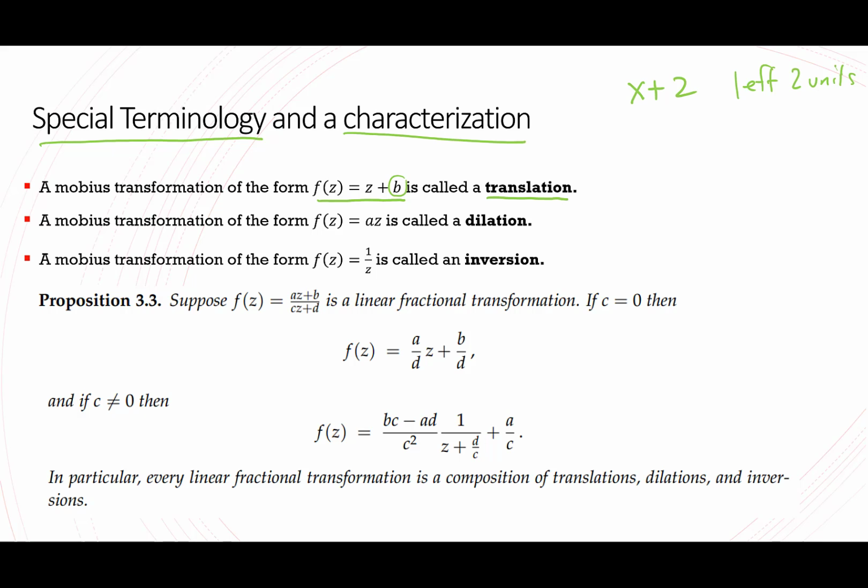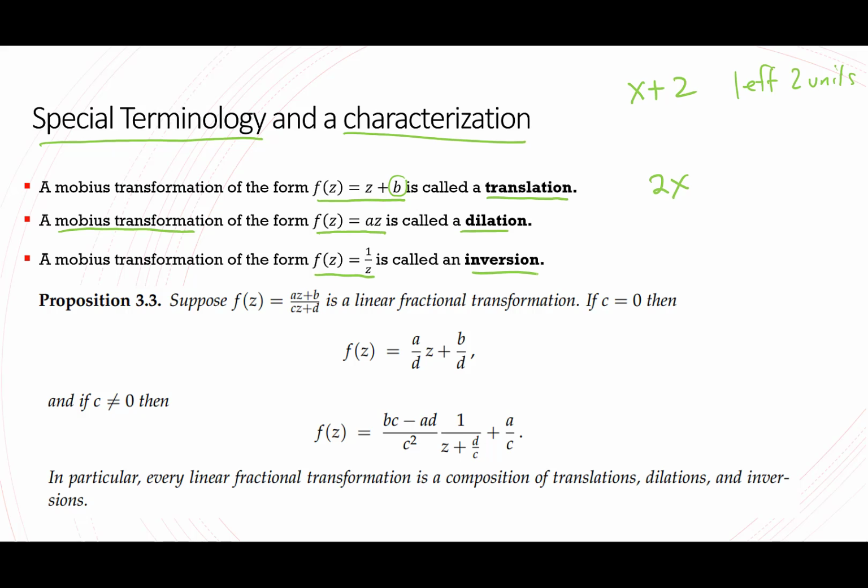Okay. A Mobius transformation of the form f of z equal to az is a dilation. Same idea back in pre-calculus. If I took x and then I multiplied it by 2, this would be a vertical stretch. Okay, so same idea in complex land. If I take our input and we multiply it by a complex number, we're just sort of affecting the magnitude. Okay, and then lastly, f of z equal to 1 over z is what we call an inversion. Okay, which hopefully is pretty evident. It's 1 over z, right? So we're taking the reciprocal there.